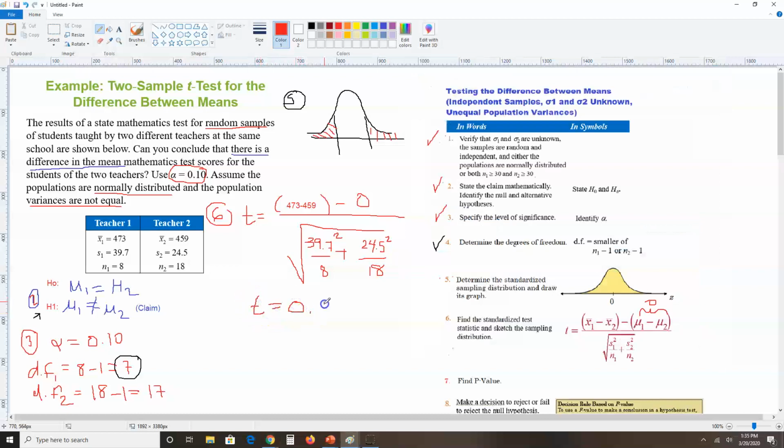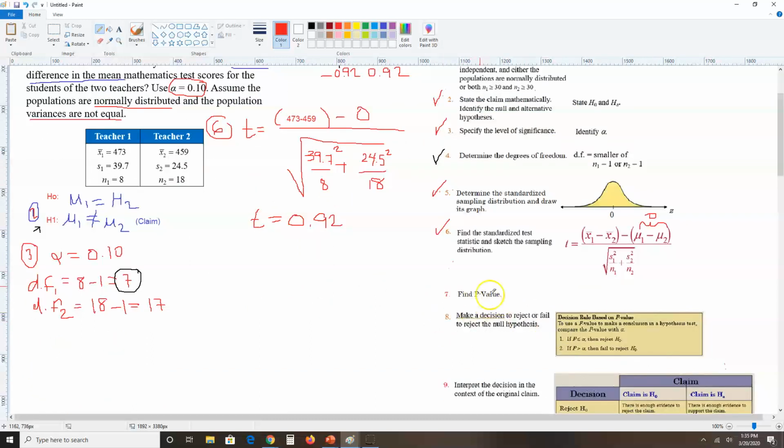Now don't forget that the number we get in step number 6, the test statistic, is used to label the marks where you shaded. Because it came out positive, that means the right mark here is 0.92. And then the left mark will be the same number but opposite sign, so negative 0.92. Okay, and we did step number 6. Now we're going to do step 7.